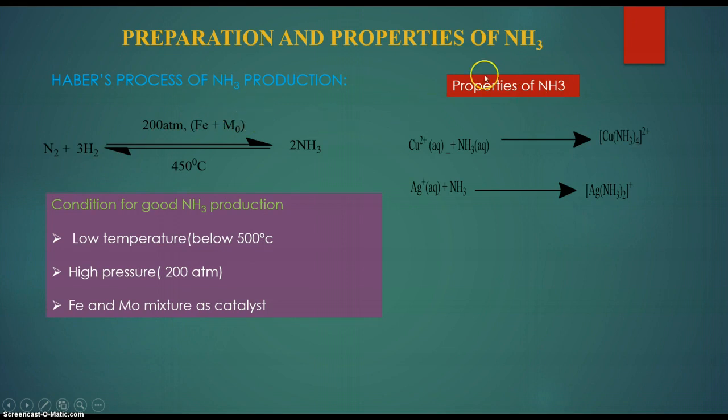Now we are coming to the properties of ammonia. Ammonia, as we have learned in the practical of class 11 and 12, class 11 mainly, that copper salt, it may be copper sulfate, it may be other salts of copper that contain copper 2 plus, reacts with ammonia to form copper amine complex. This is the copper amine complex, Cu(NH3)4 2 plus. This copper amine complex has a deep blue color. Moreover, like copper ion, silver ion also reacts with ammonia to form silver amine complex.